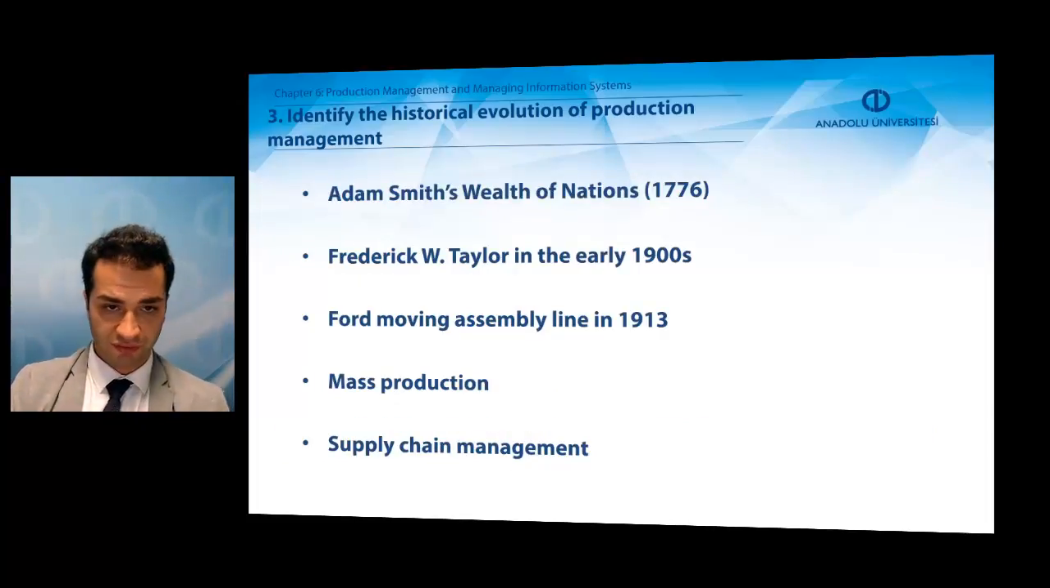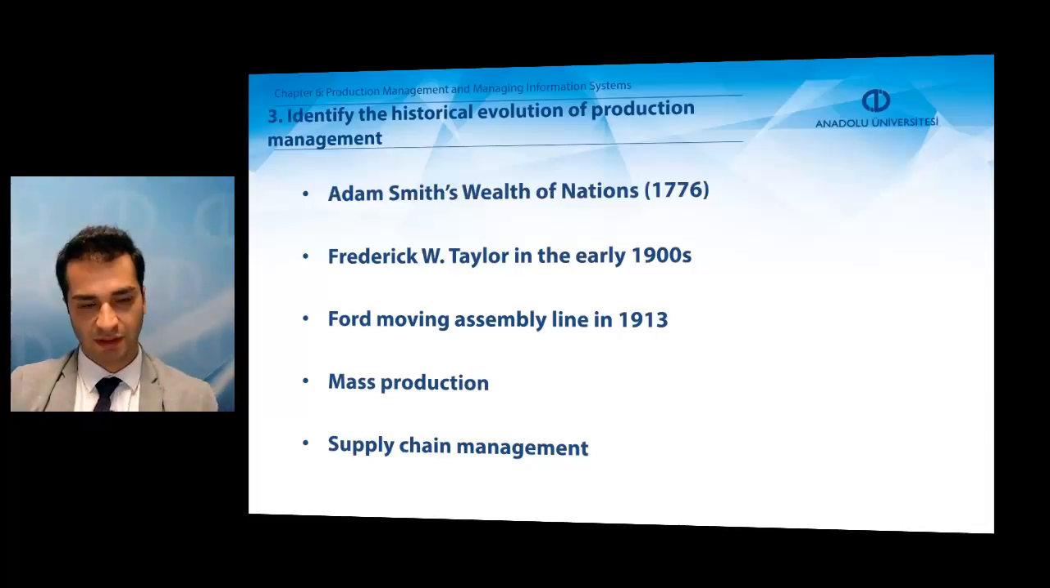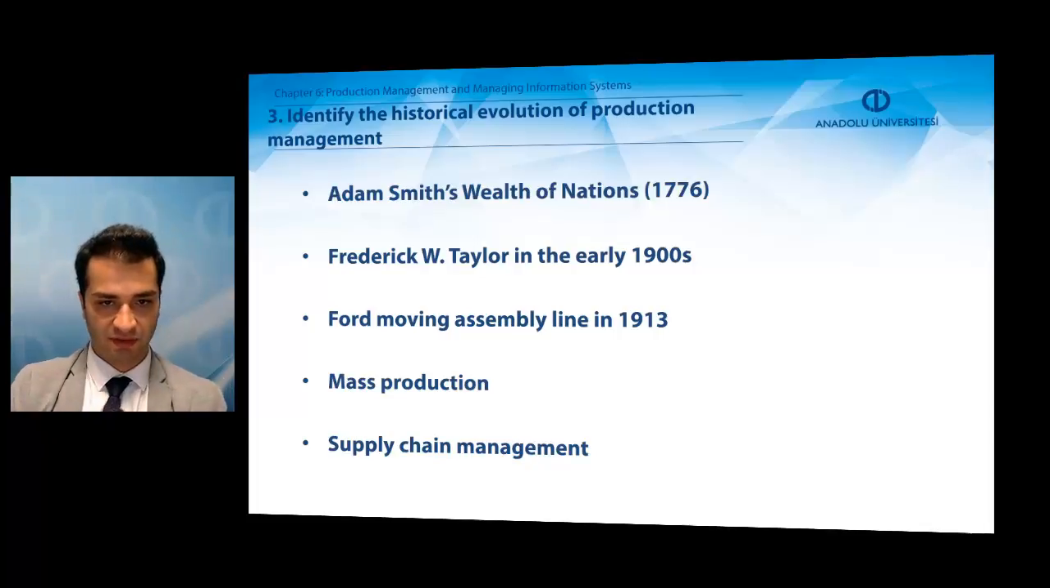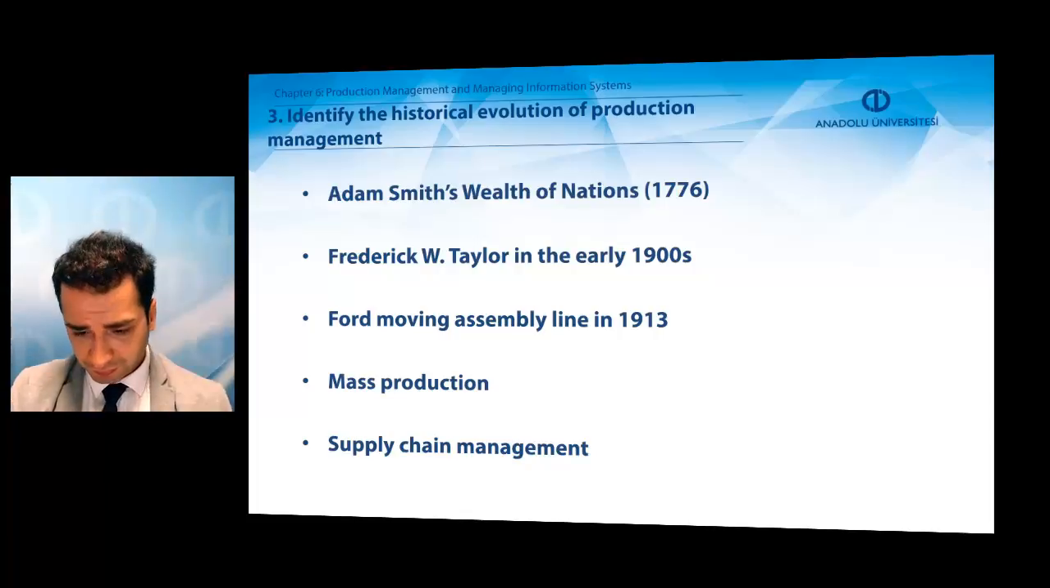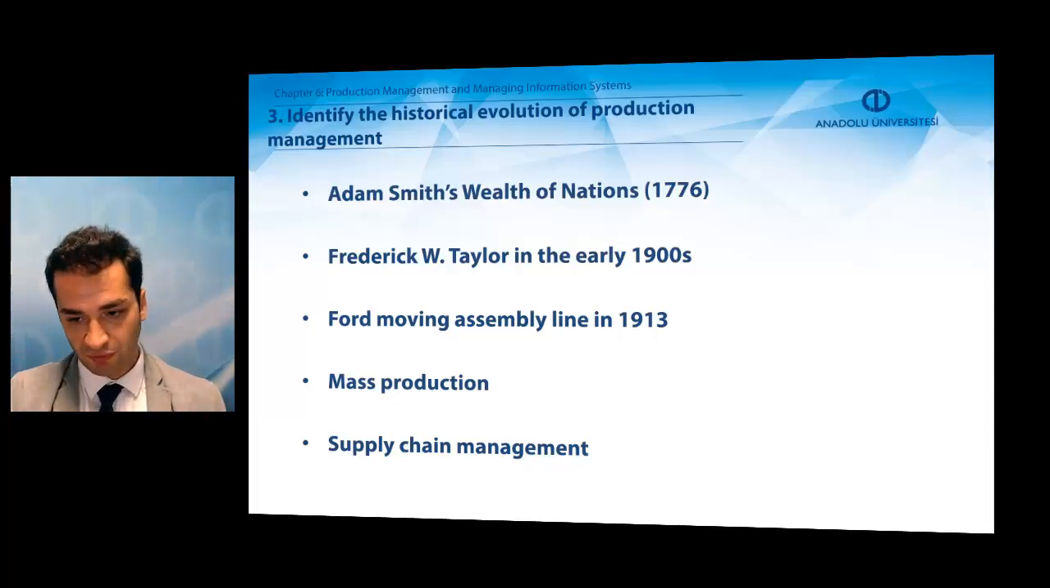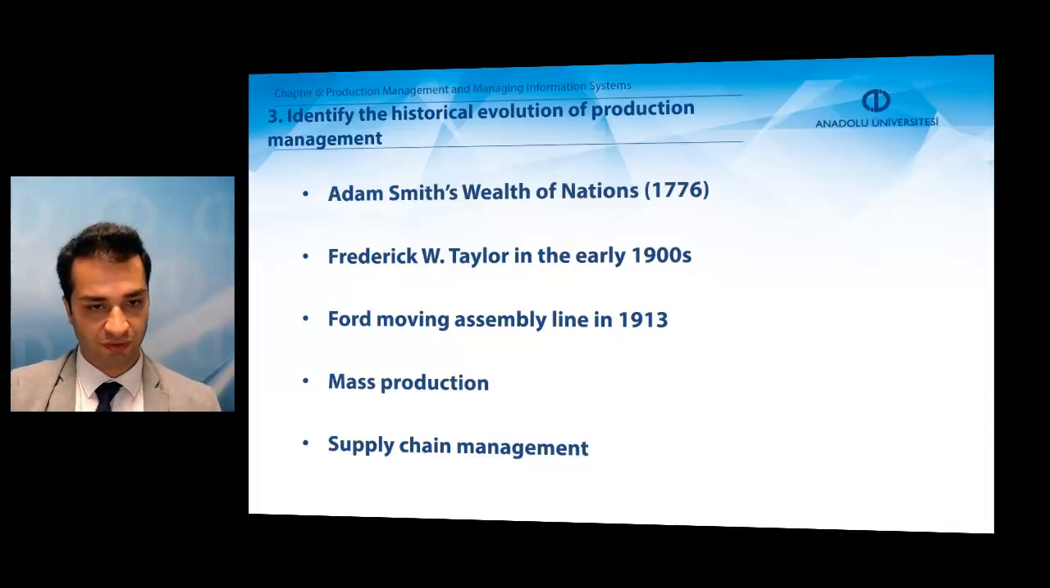And throughout the years, there have been some important thinkers and some gorgeous breakthroughs. Here we have some of them. For example, Adam Smith, in his famous book The Wealth of Nations in 1776, proposed the division of labor, in which the production process was broken into a series of small tasks, each performed by a different worker.